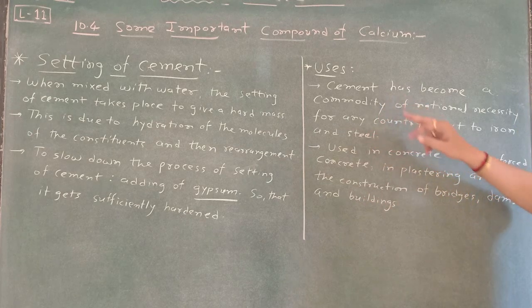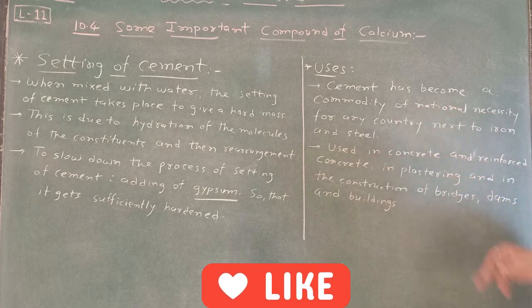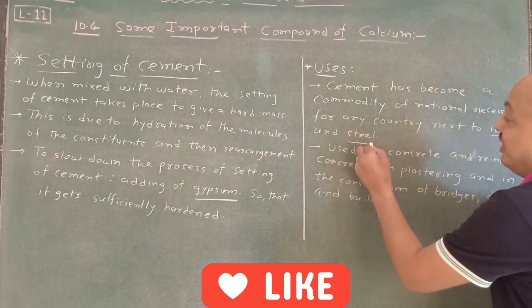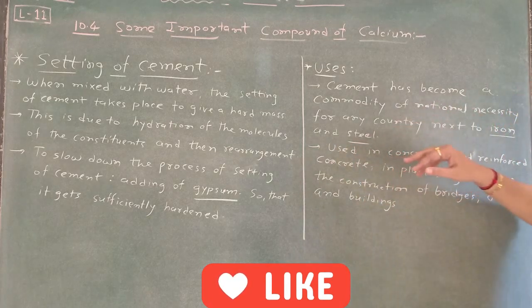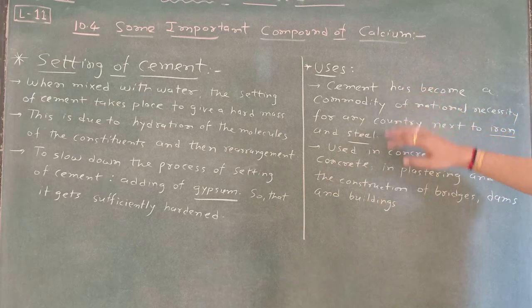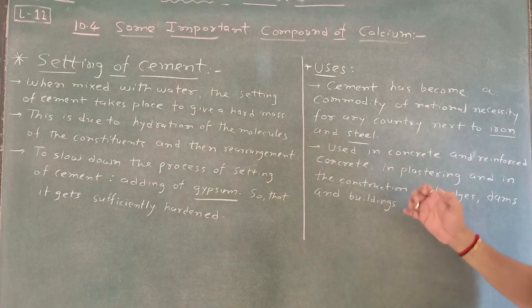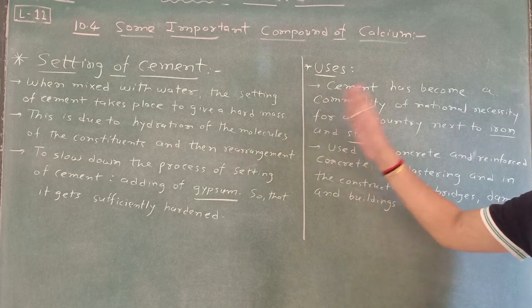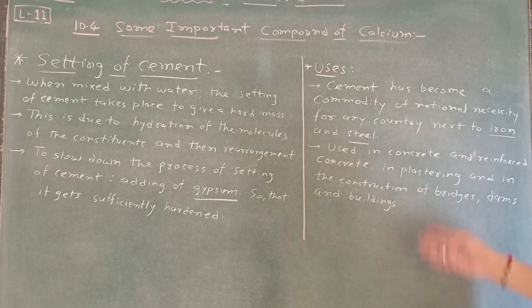This commodity is next to iron and steel. Remember, this is a very important question. Iron and steel, and then we take cement. So this is all about cement, setting of cement, and uses of cement.